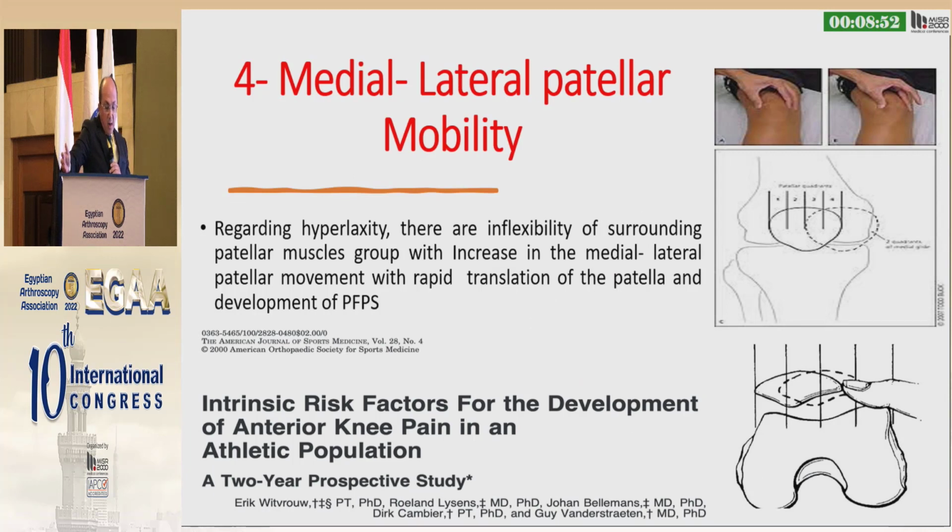Medial and lateral patellar hypomobility. This study stated that in hyperflexibility there is inflexibility of the surrounding patellar muscle group, which increases the medial and lateral patellar movement with rapid translation of the patella and development of patellofemoral pain syndrome.